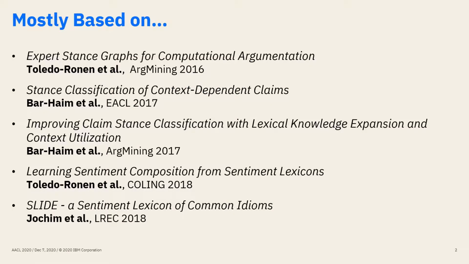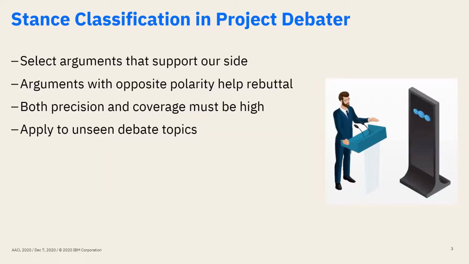The stance classification work presented here is mostly based on the following 5 papers from our group, led by Orith Toledo-Ronen, Yoav Kantor, and myself. How do we use argument stance in Project Debater? First, we must select for our speeches only arguments that support our side. Identifying arguments supporting the opposite stance is useful for rebuttal, as Jonathan will discuss in section 5 of the tutorial.